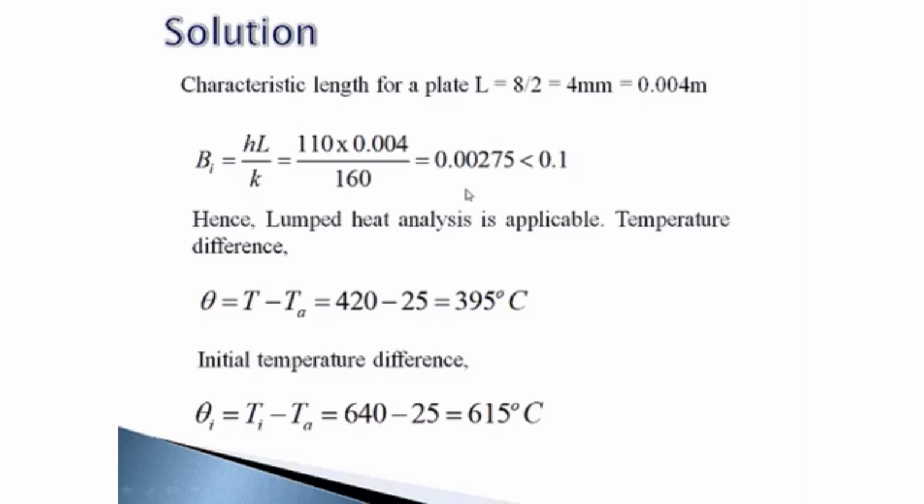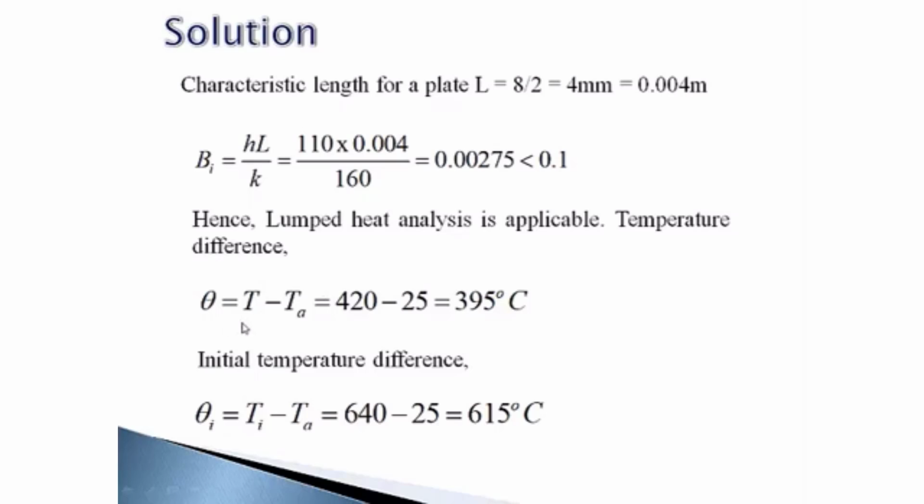And before proceeding with the lumped heat analysis, we need to check the Biot number. Biot number is hL by k. h is 110 watts per meter square Kelvin, and L is 0.004 meter, the characteristic length, divided by thermal conductivity 160 watts per meter Kelvin. So substituting, we will get 0.00275, which is less than 0.1, which is the criterion for using lumped heat analysis. It should be less than 0.1. So since the Biot number is less than 0.1, you can use lumped heat analysis.